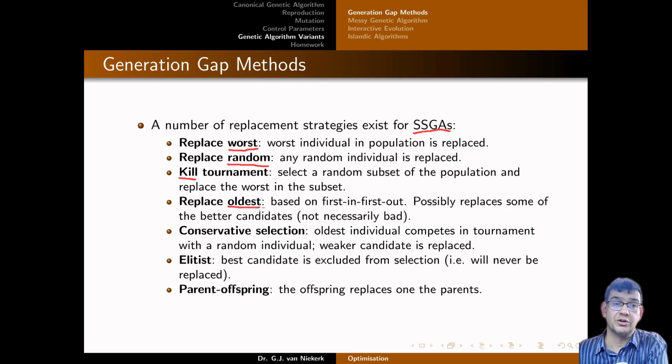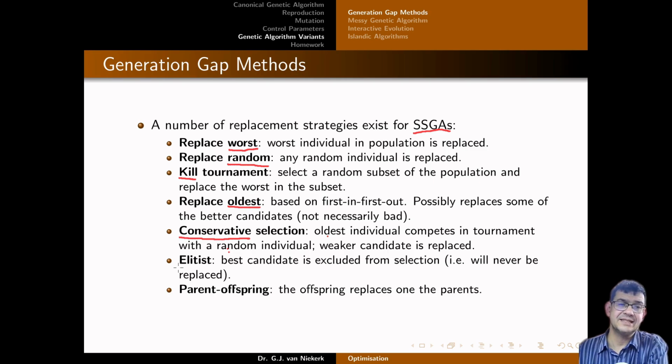You could replace the oldest one, regardless of its fitness. Now, the idea here is if it's quite old, it has had a substantial amount of time to already contribute its genetic material. So you can just as well replace it to avoid it taking over the entire population. You could have a conservative selection. So here the oldest individual competes in a tournament with a random individual. So a random one plus the oldest one, and the weaker one gets replaced.